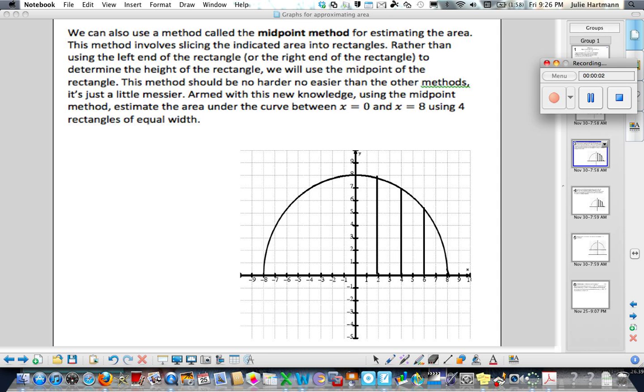Our third method is called the midpoint method, and this is also called a Riemann sum, a midpoint Riemann sum. So, the midpoint method for estimating the area also involves slicing the indicated area into rectangles, but rather than use the left end or the right end, we are going to use the midpoint of the rectangle.